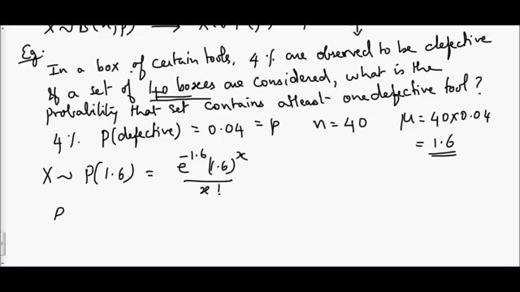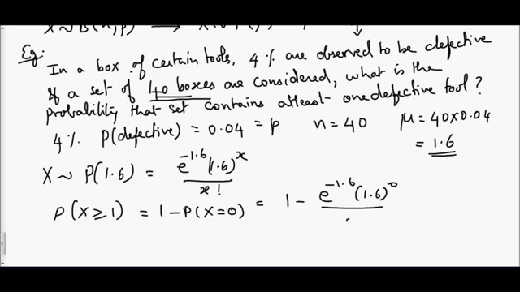Now the question is at least 1, that means greater than or equal to 1, which is 1 minus P(X = 0), as we have done before. That is 1 minus e to the power of minus 1.6, 1.6 to the power of 0 divided by 0 factorial, which is 1 minus e to the power of negative 1.6. So this is how we are supposed to change a binomial distribution to a Poisson distribution.